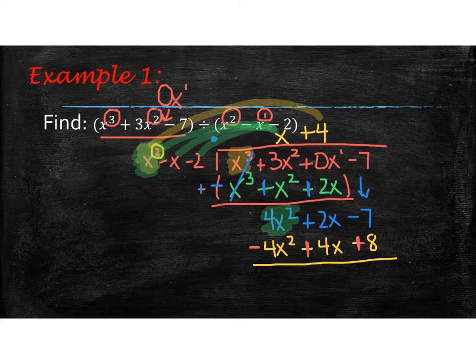So 4x squared minus 4x squared, it does cancel. 2x plus 4x is 6x. And then negative 7 plus 8 is plus 1.